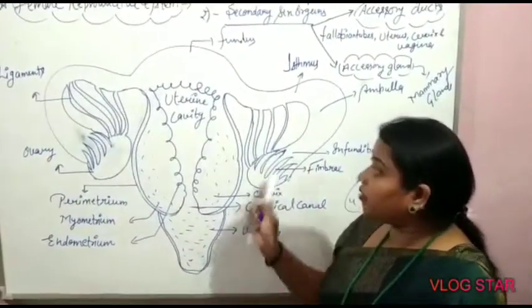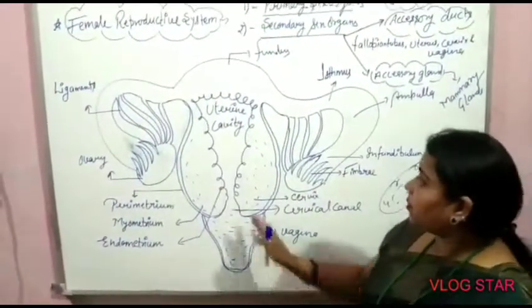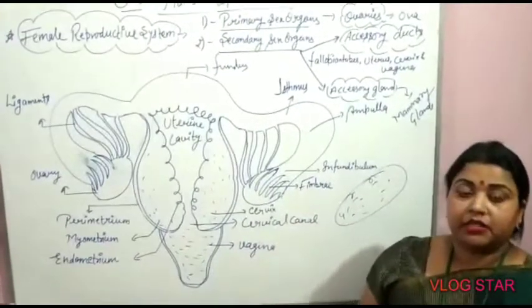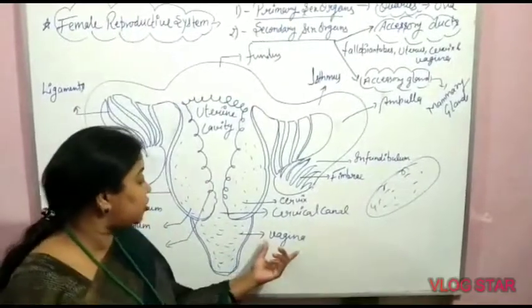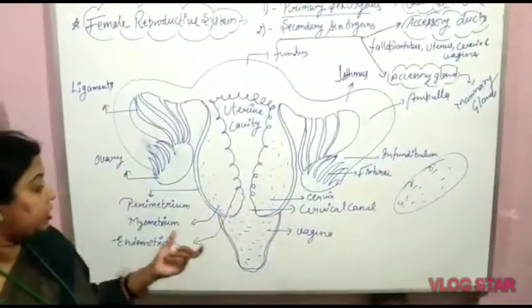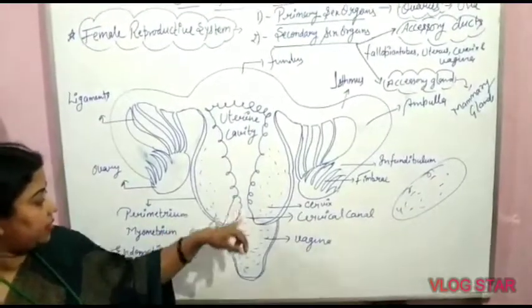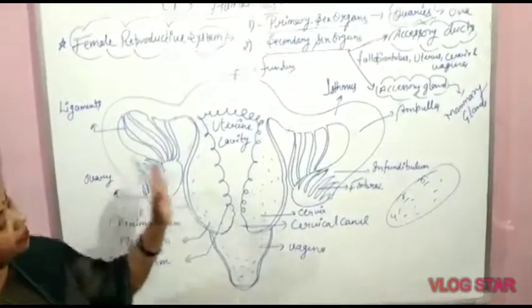And the last portion, that is the vagina. Vagina is the ending part of the female reproductive system. It opens the uterus to the outside. It is made up of erectile and smooth muscles. The main function of the vagina is lubrication. It helps in lubrication, by which the delivery of the baby becomes very smooth. So this is the human female reproductive system.